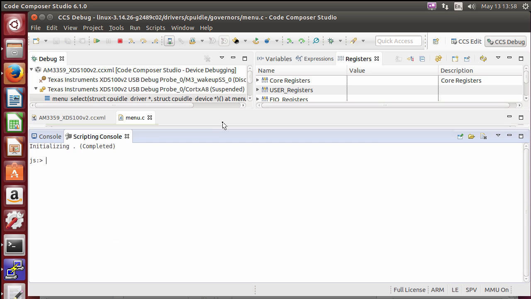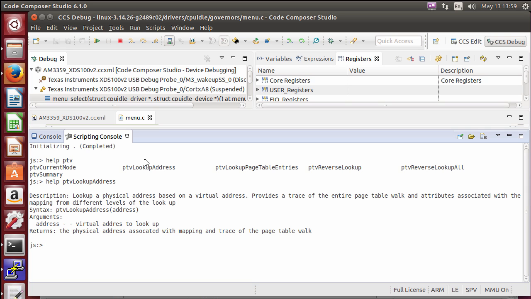Let me just expand this a little. And for instance, these commands to inspect always start with the word PTV. So basically, these are all the commands that you have. And for instance, you can find a help for a specific command.